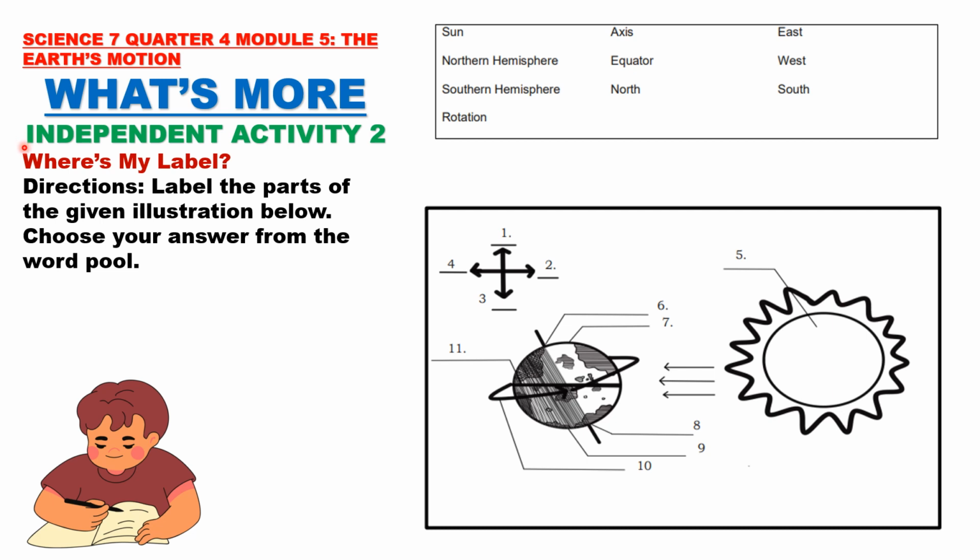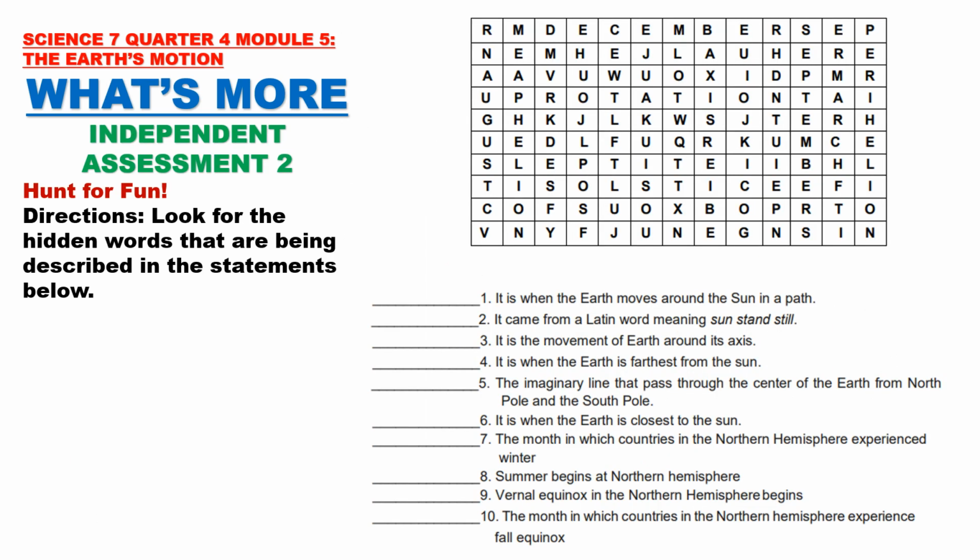Independent Activity 2. Where's my label? Label the parts of the given illustration below. Choose your answer from the word pool. So your choices are sun, northern hemisphere, southern hemisphere, rotation, axis, equator, north, east, west, and south. Independent Assessment 2. Hunt for fun. Look for the hidden words that are being described in the statements below. Statements 1 to 10 are found below our word puzzle. In order for you to answer all of this, you need to look for the terms in the puzzle.